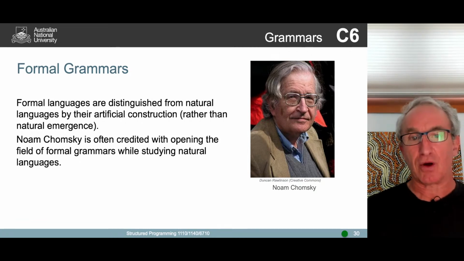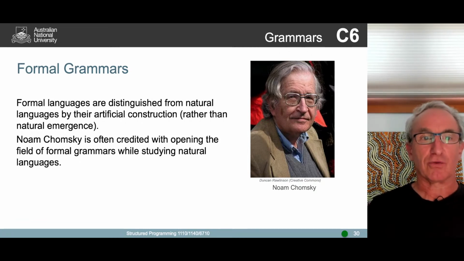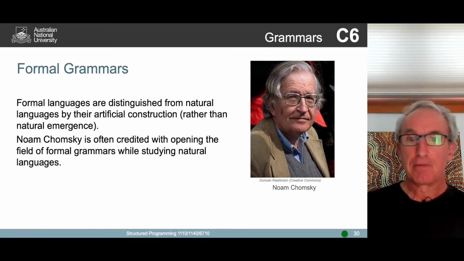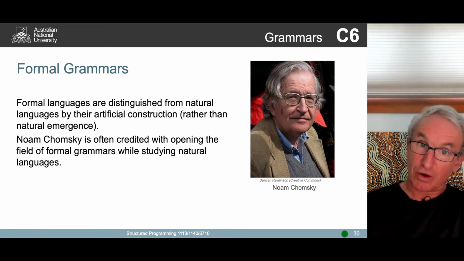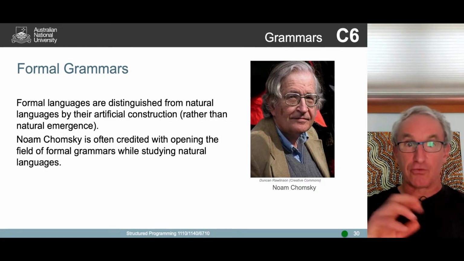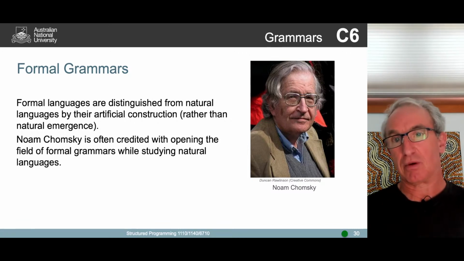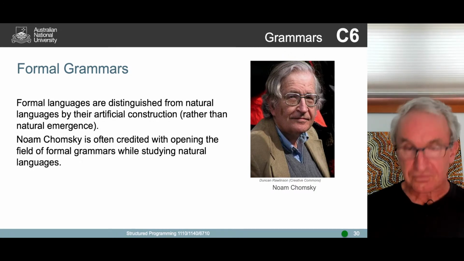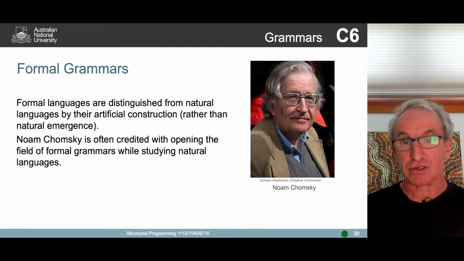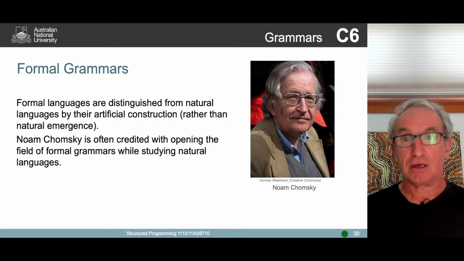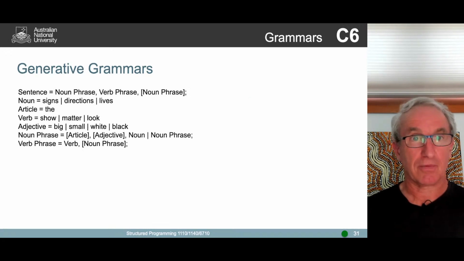Noam Chomsky, the guy on the right there, is often credited with opening the field of formal grammars while studying natural languages. Okay, so he's an interesting guy. Some of you may know him for his politics. He's famous for that, but he's also very famous for his work on language, and in particular this bridging of formal and natural languages. And he's got all sorts of theories about how language is formed and so forth. Very interesting guy. In computer science, we talk about Chomsky grammars, and that's named after him. He, I believe, is still a professor at MIT.